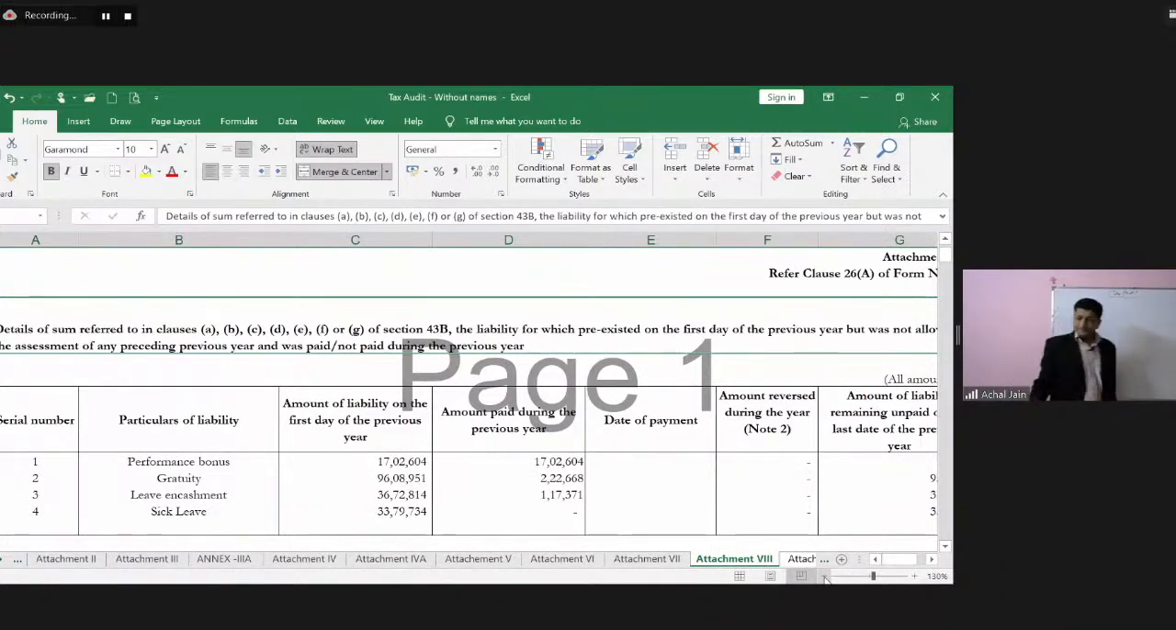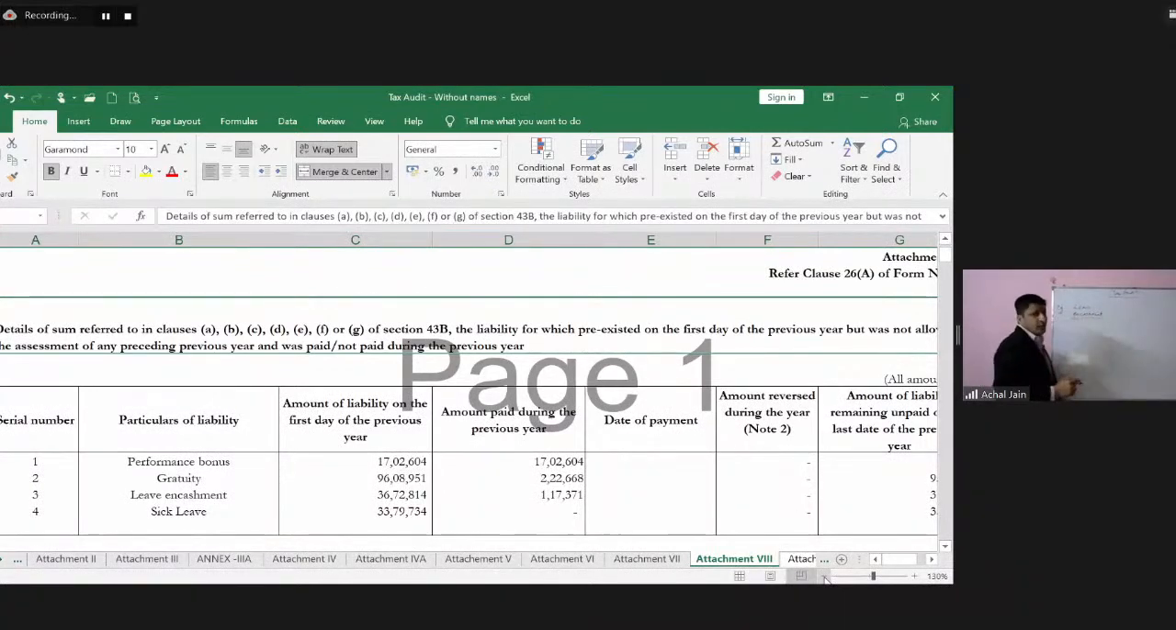Leave encashment. Okay. Now, leave encashment gets recorded in the books of accounts on an accrual basis. And generally we see an actuarial valuation for this leave encashment. But leave encashment will not be allowed by the income tax department till the time leaves are actually paid to the employees. So I've just picked up this as an example.